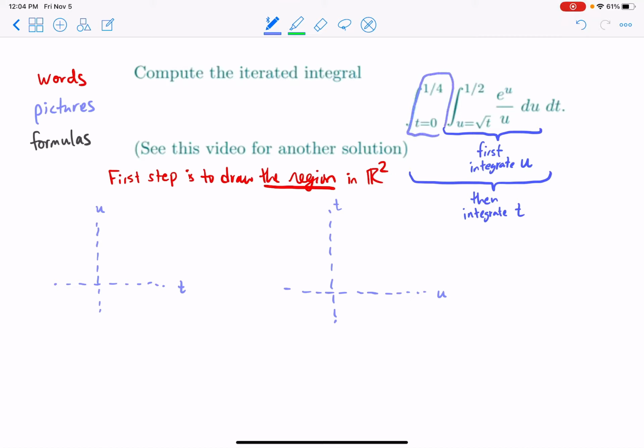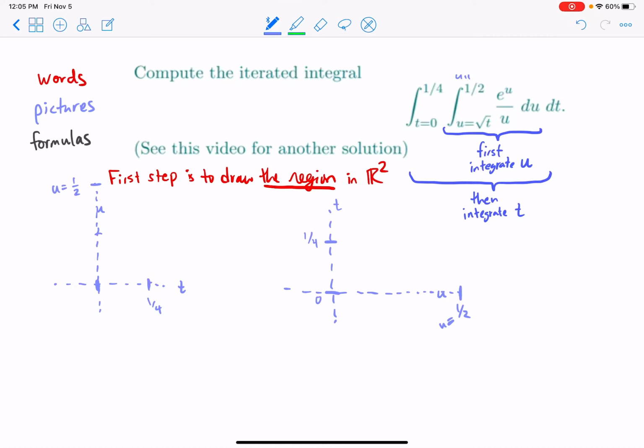Okay, so if t goes from 0 to 1/4, then t is here from t equals 0 to t equals 1/4, I guess. Or here t is 0 and t is, I don't know, let's put 1/4 right there, okay? And then u goes from u equals square root of t to u equals 1/2. Okay, so if 1/4 is there, then I guess 1/2 is like here. And over on this u plane, here's 1/4, here's 1/2. U equals 1/2.